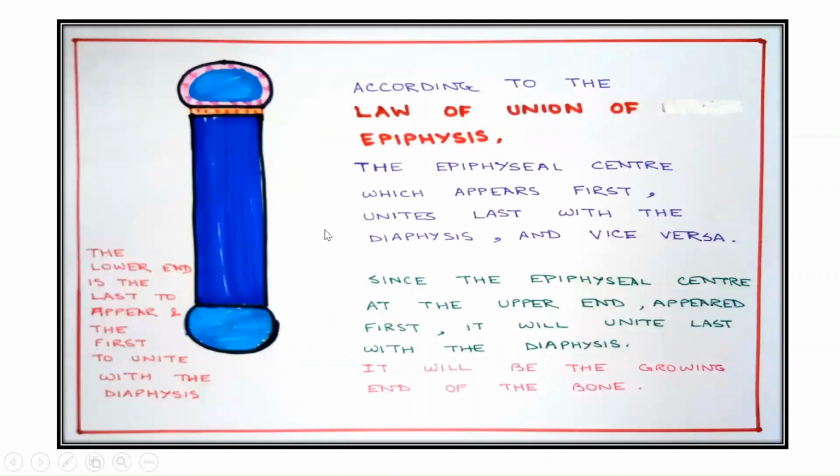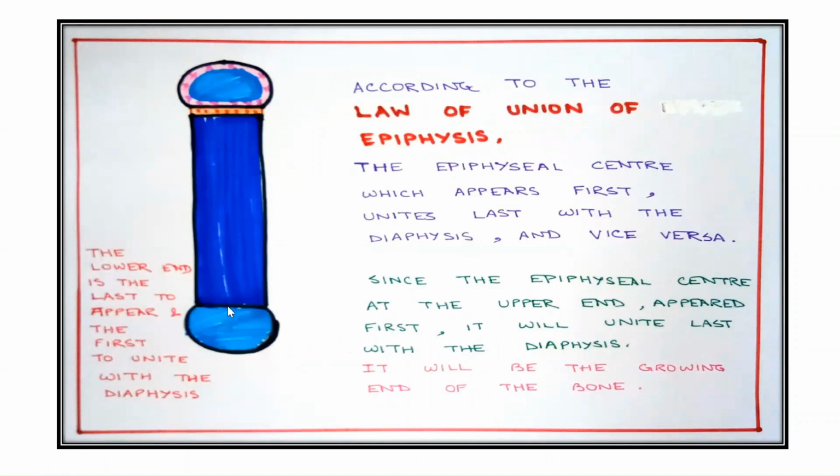So, according to the law of union of epiphysis, the epiphyseal center which appears first unites last with the diaphysis and vice versa. In our schematic diagram, we had seen that the epiphyseal center in the lower end was the last to appear, and hence it will be the first to unite with the diaphysis. And since the epiphyseal center at the upper end appeared first, it will unite last with the diaphysis. It will be the growing end of the bone.